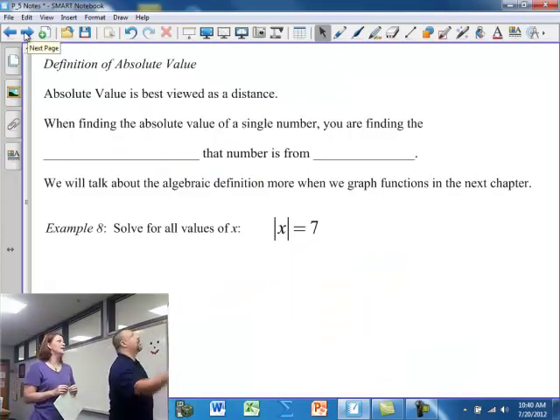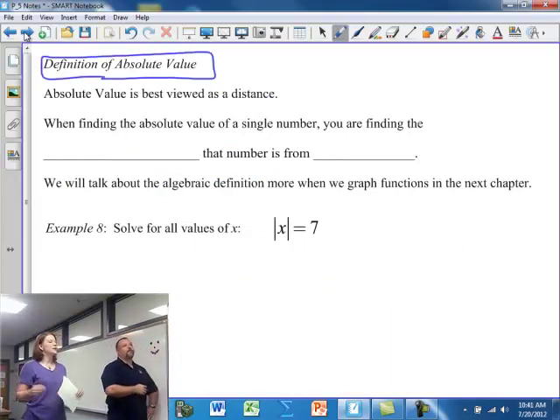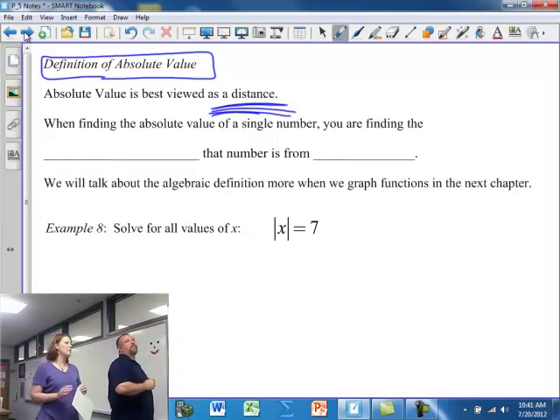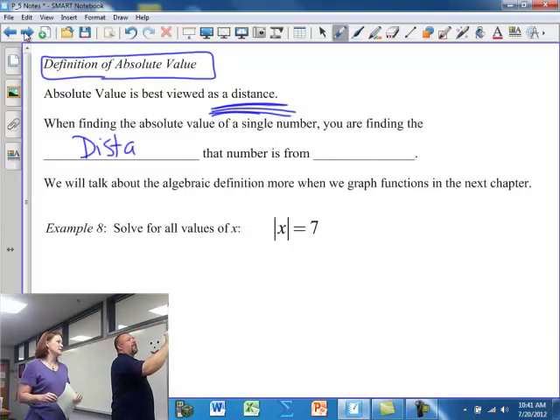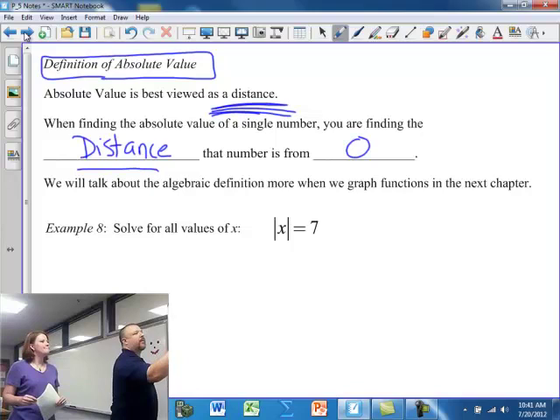Yeah, so we have one more thing we need to talk about, which you haven't done a whole lot, algebraically especially, which is absolute value. What the heck is absolute value? Okay, absolute value is a distance. It is a distance from 0. What do we know about distances? Distances are always positive.